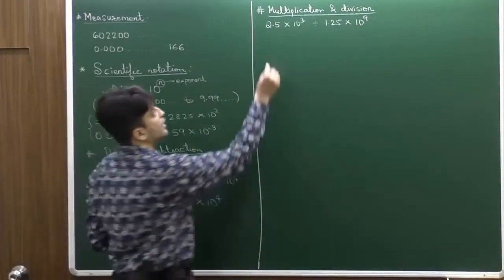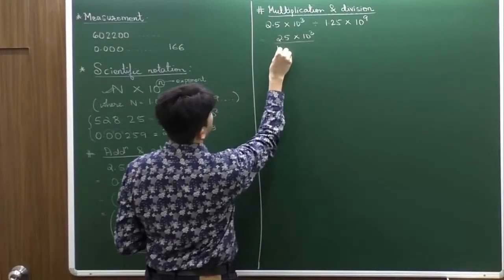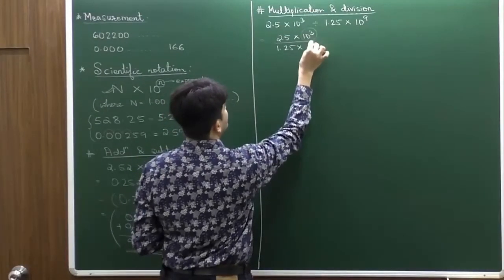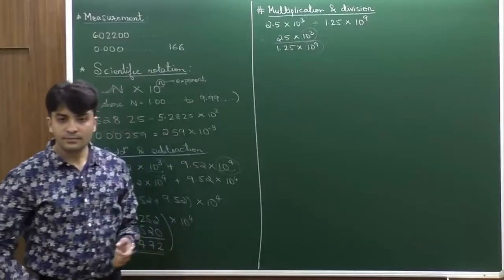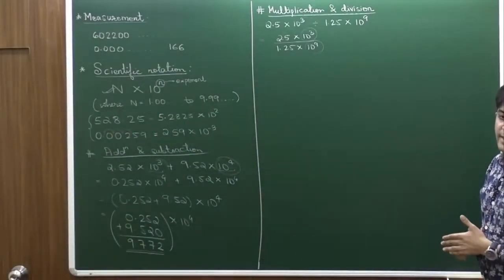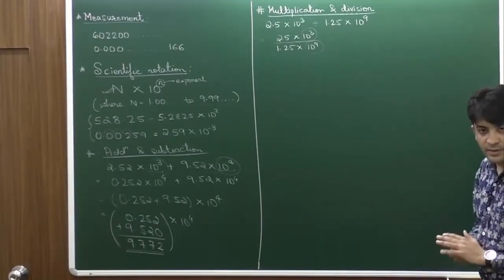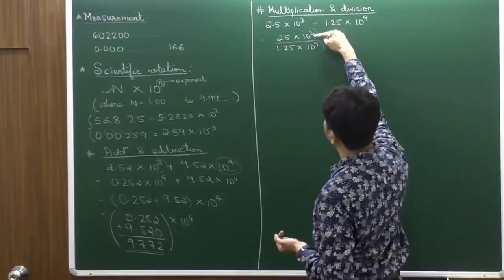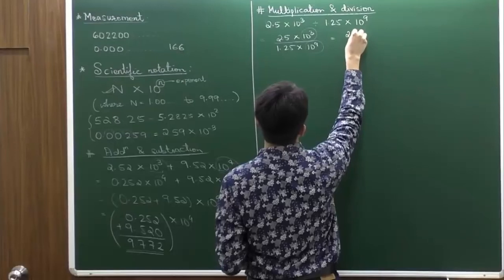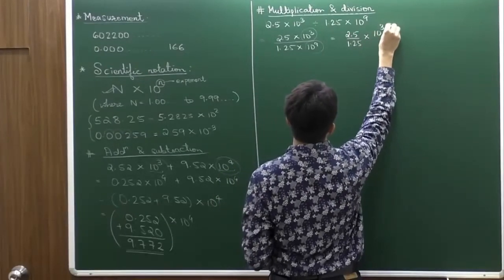ठीक है. So I am basically doing what? 2.5 into 10 raised to 3 divided 1.25 into 10 raised to 9. Now in this case, these exponents need to be subtracted, because when there is a division, the exponents would get subtracted. When there is a multiplication, the exponent get added. So this rule is clear? Yes or no? So this will become 10 raised to 3 minus 9. So I can write it as 2.5 divided by 1.25 into 10 raised to 3 minus 9, like this.